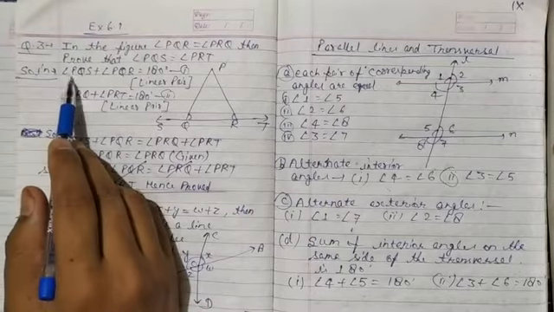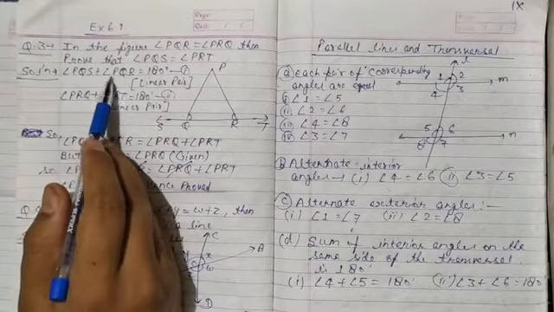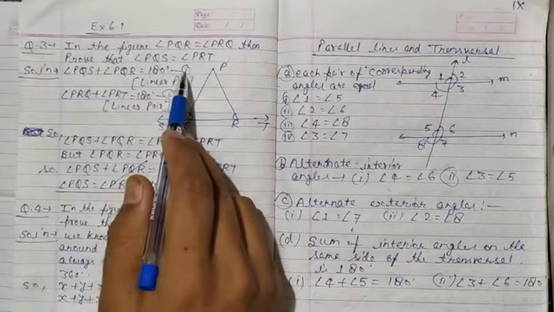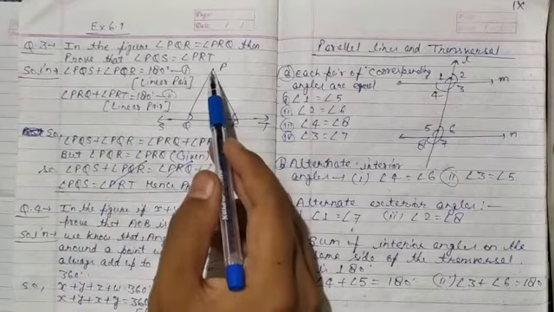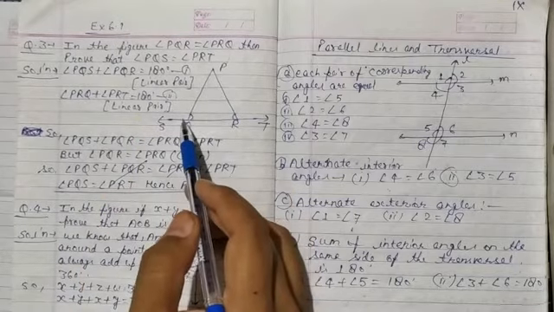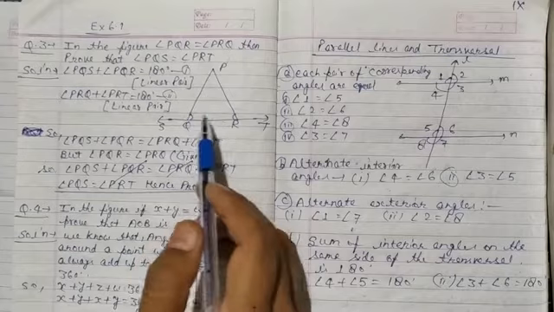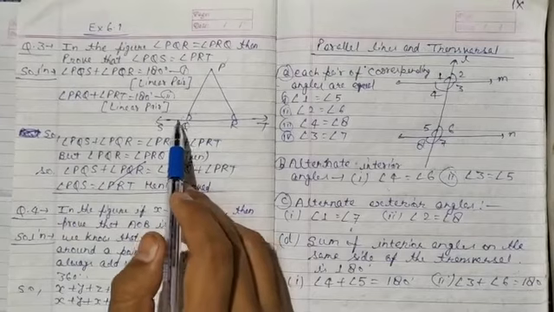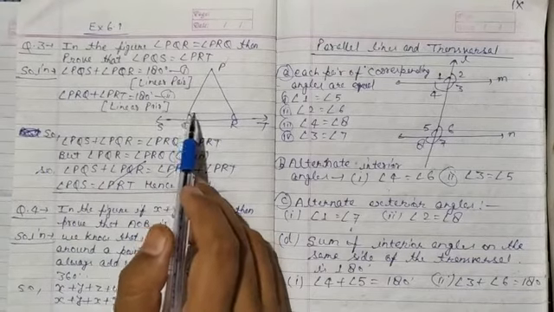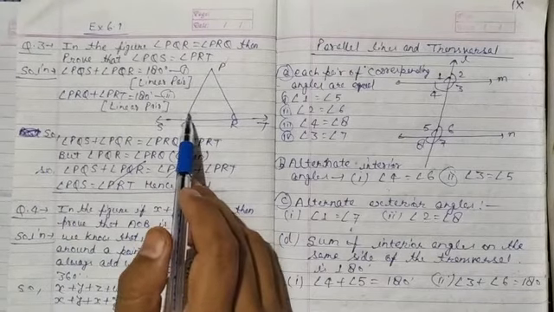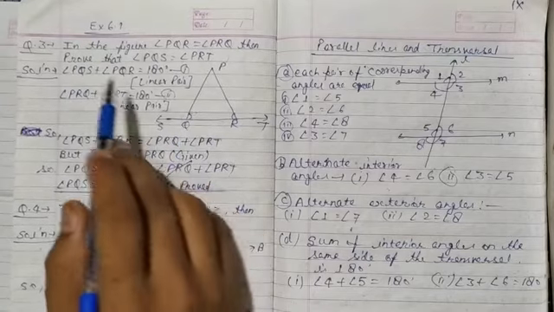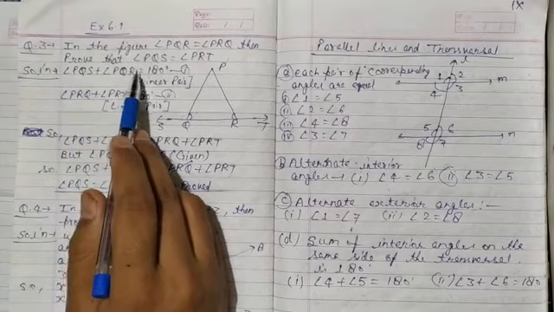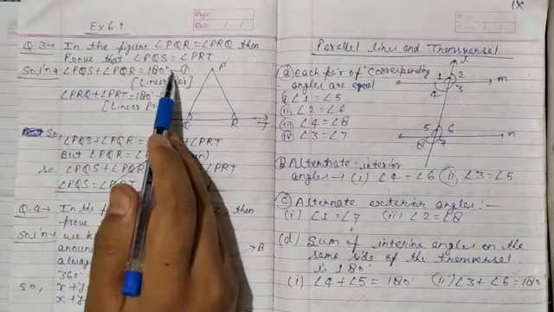Solution: angle PQS plus angle PQR is equal to 180 degrees. Name this equation number 1. The sum of both angles is 180 degrees. Why? Because these two are a linear pair, and we already know the sum of a linear pair is 180 degrees. So angle PQS plus angle PQR is equal to 180 degrees. Name this equation number 1.